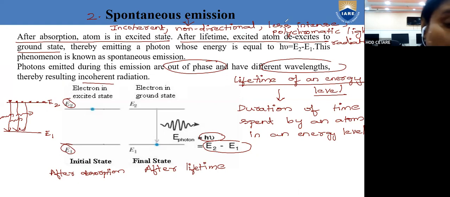We'll call light more intense when you are able to get a high number of photons. But here we are getting a few photons during the excitation. So that's why it will be less intense. And why polychromatic? Each photon will be traveling with different wavelengths. So they have different wavelengths. That's why it will give rise to polychromatic light radiation. So this is our spontaneous emission.